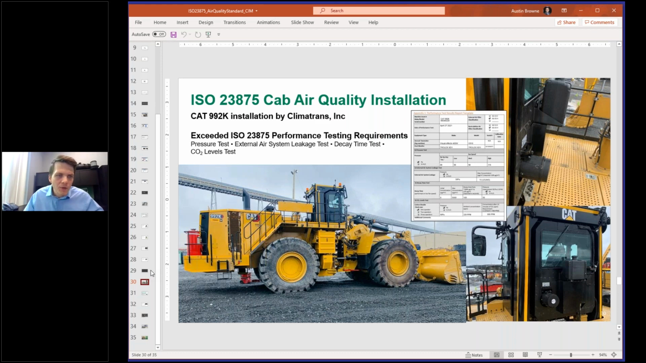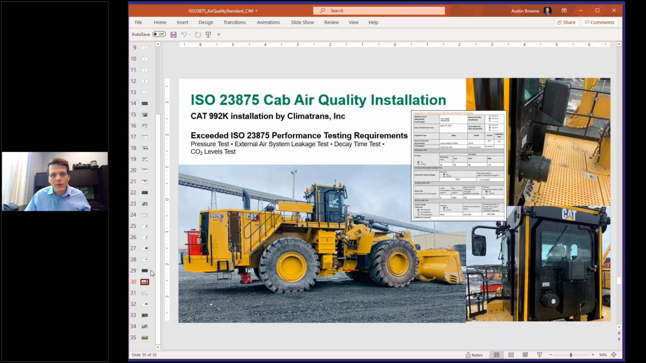So the CAT 992K was actually able to exceed the performance testing requirements from a pressurization standpoint. The pressurization requirements, if you'll recall, that Jeff outlined, is it has to be higher than 20, but no higher than 200. During the multiple levels of test, the actual performance was between 88 and 115 pascals from a pressure standpoint. So it was right there in line.